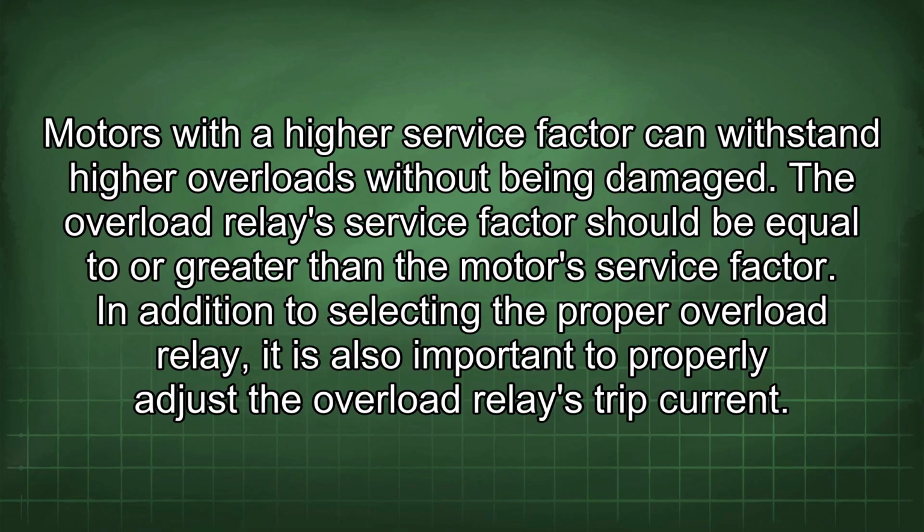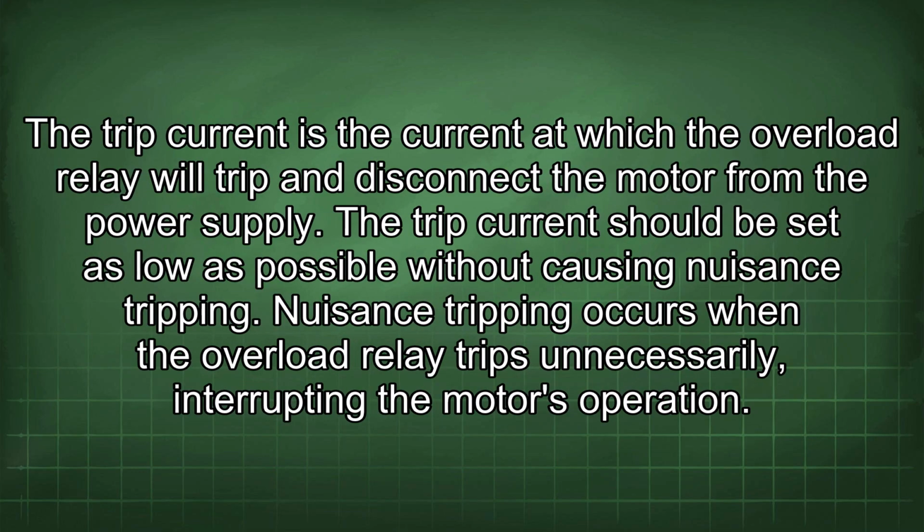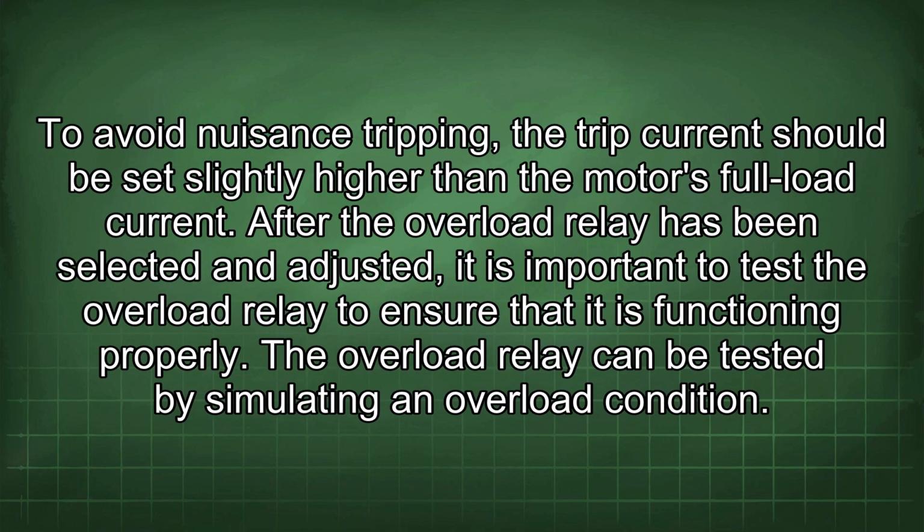In addition to selecting the proper overload relay, it is also important to properly adjust the overload relay's trip current. The trip current is the current at which the overload relay will trip and disconnect the motor from the power supply. The trip current should be set as low as possible without causing nuisance tripping. Nuisance tripping occurs when the overload relay trips unnecessarily, interrupting the motor's operation. To avoid nuisance tripping, the trip current should be set slightly higher than the motor's full load current.